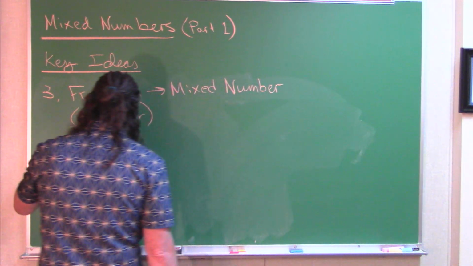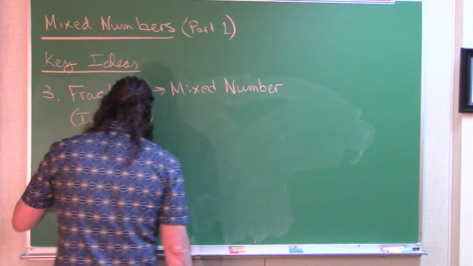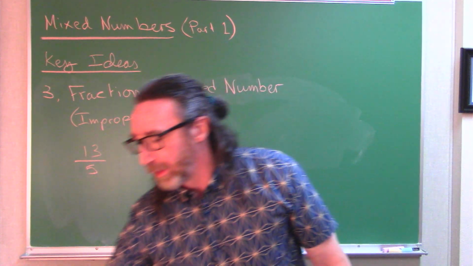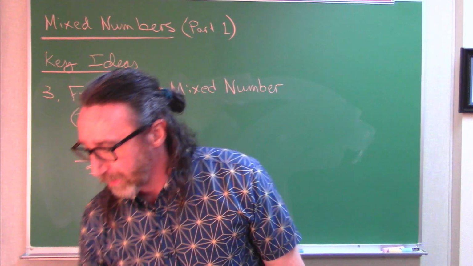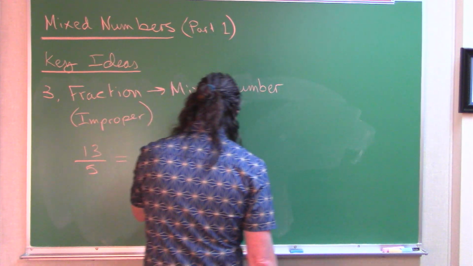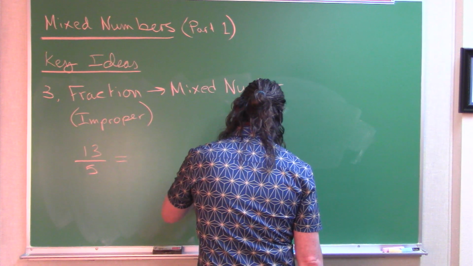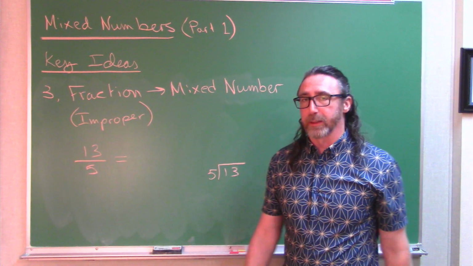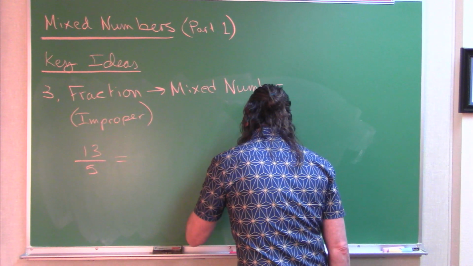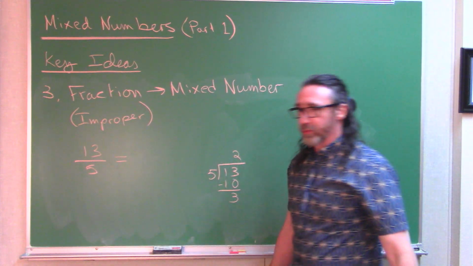Okay, so for example, 13/5. That is an improper fraction. If I were to convert that improper fraction to a mixed number, here's how I do it. I take the 5 and I divide into the 13. Okay, 5 goes into 13 2 times with a remainder of 3.